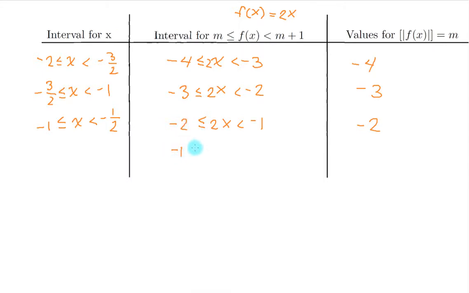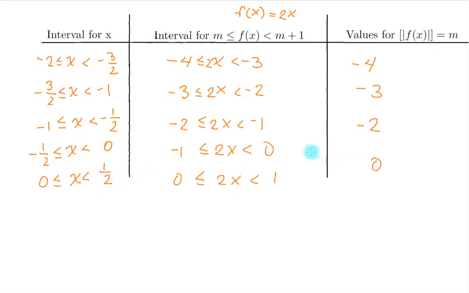So let's keep going. -1 less than or equal to 2x less than 0. Again, this is -1/2 less than or equal to x and less than 0. That's how we get 0. Now we keep going, because remember, the last term is going to be in the limit. So 0 less than or equal to 2x less than 1, and 0 less than or equal to x less than 1/2. And this value is 0. Now we go from 1 less than or equal to 2x less than 2, and 1/2 less than or equal to x less than 1, because 1 multiplied by 2 is 2. So that's our last term. You see how different it's been changing the x's with respect to f of x. And our value here is 1.